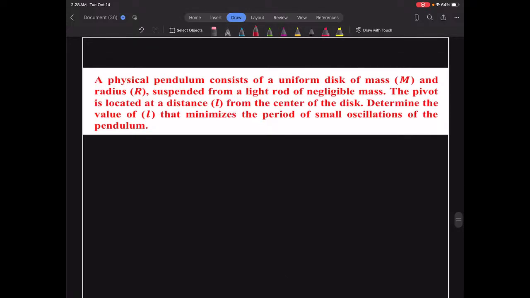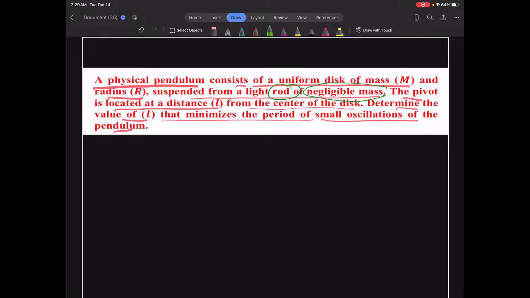It states that a physical pendulum consists of a uniform disk of mass m and radius r suspended from a light rod of negligible mass. The pivot point is located at a distance L from the center of the disk. Determine the value of L that minimizes the period of small oscillation of the pendulum. Okay. So in this case also we are going to solve it two ways. First case, we are going to do it for negligible mass of the rod. In the second case, we are going to consider the rod is having some kind of mass. Okay. And the major difference between this question and the previous one, here it is only one disk.